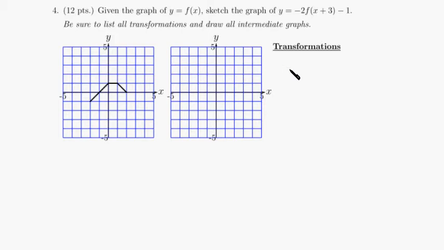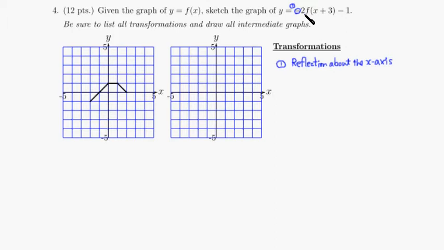First, the rule of thumb is you have to do multiplication first, then addition and subtraction. So here's my first transformation. That's going to be a reflection about the x-axis. So that's the first one.